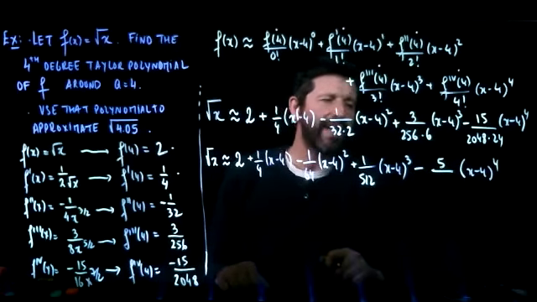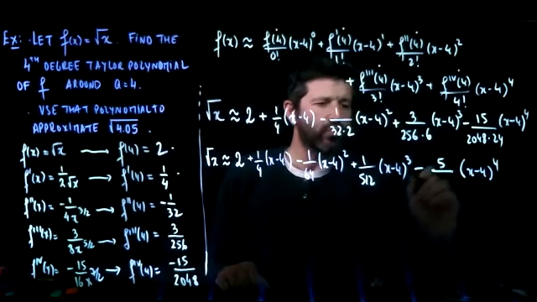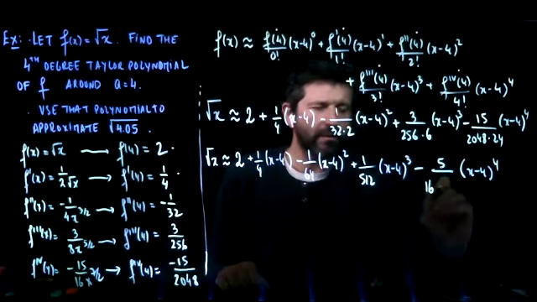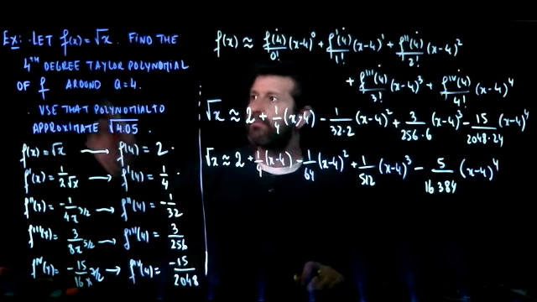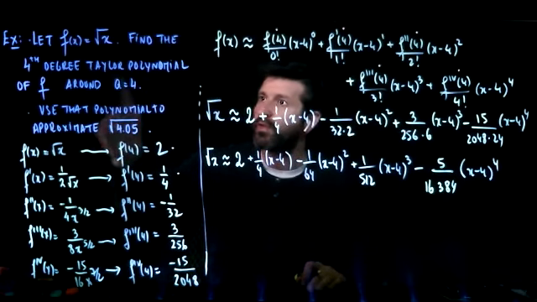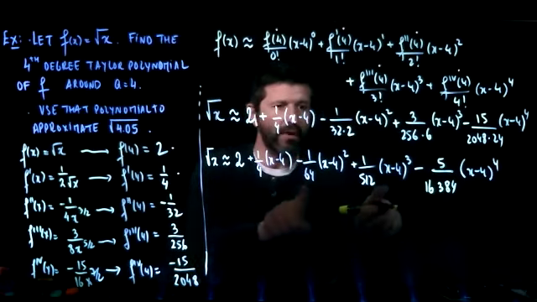So can you tell me what 8 times 2048 is? Somebody tell me. 16,384. There you go. Okay. And that's my polynomial. I just answered question 1, my first one: find the fourth degree Taylor polynomial around a equals 4. Here it is.